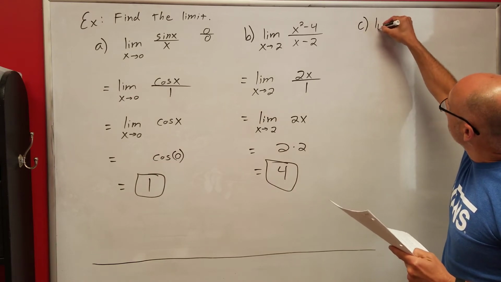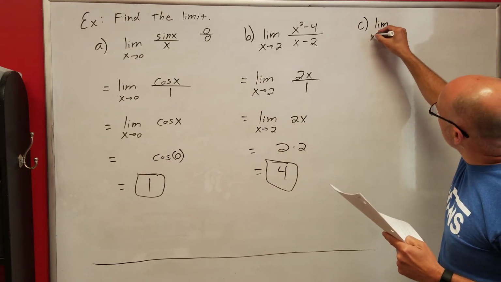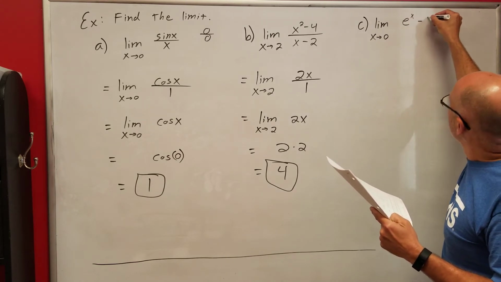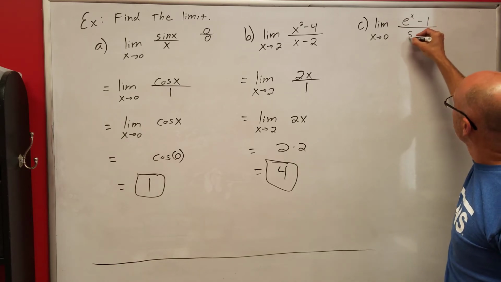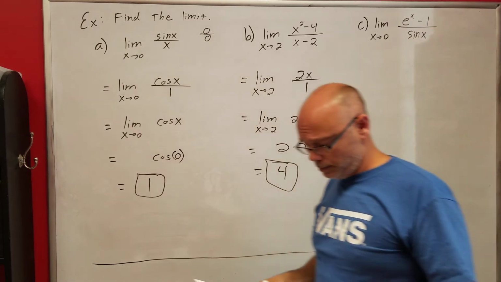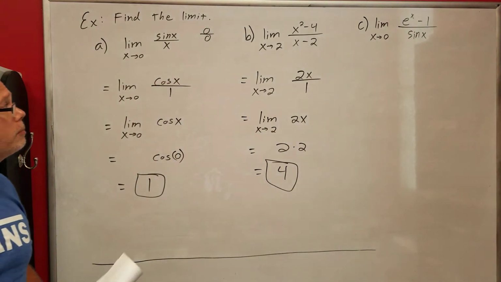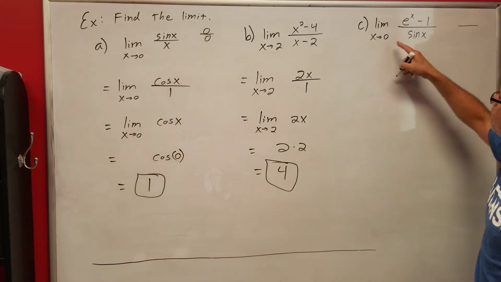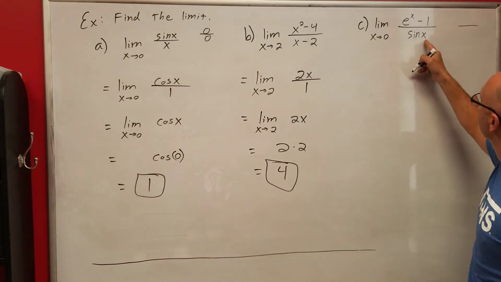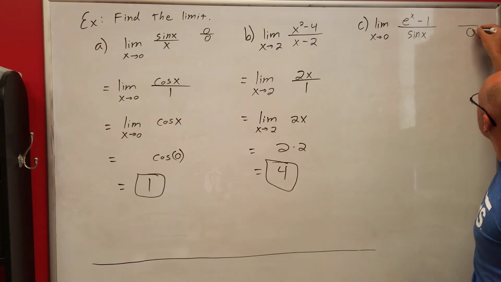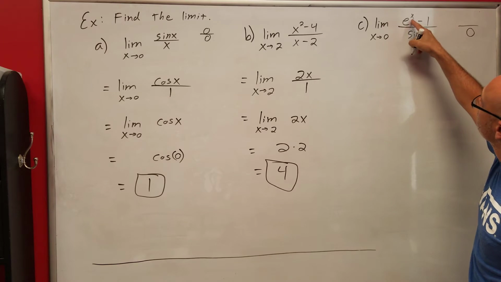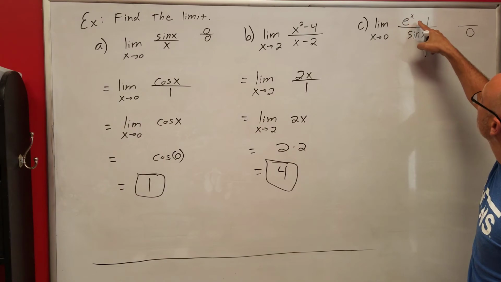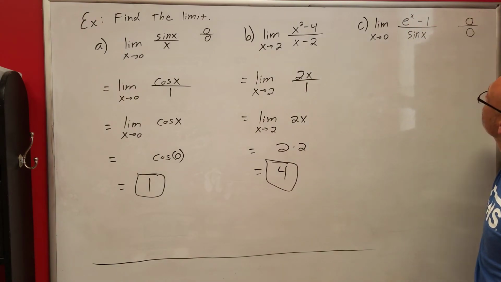Part C. Let's suppose we have the limit as x approaches 0 of e to the x minus 1 in my numerator. My denominator is going to be sine of x. All right, so let's see. What happens in my denominator? What does my denominator approach as x approaches 0? That approaches 0. How about my numerator? As x approaches 0, this e to the x approaches 1, and 1 minus 1 is 0, right?